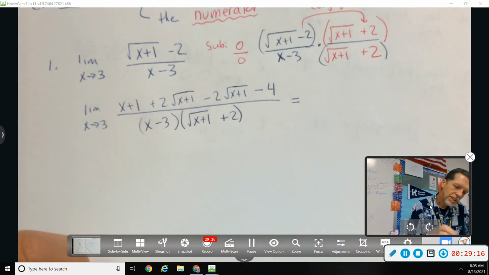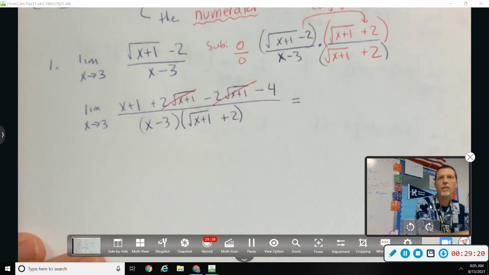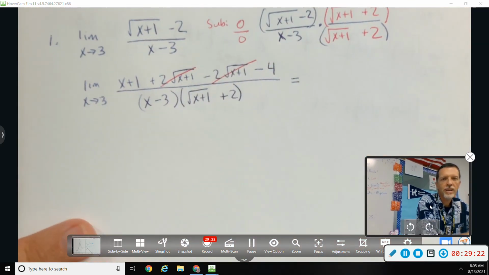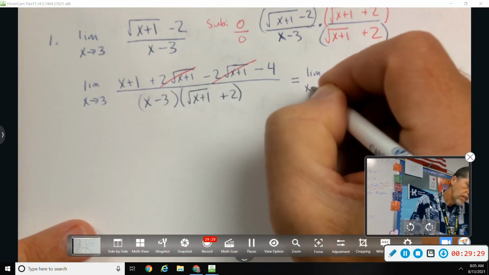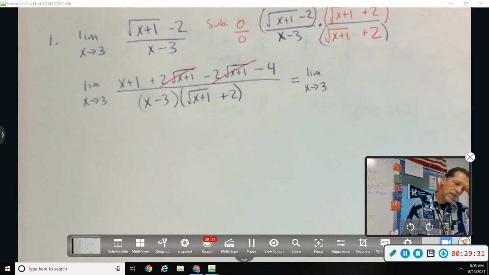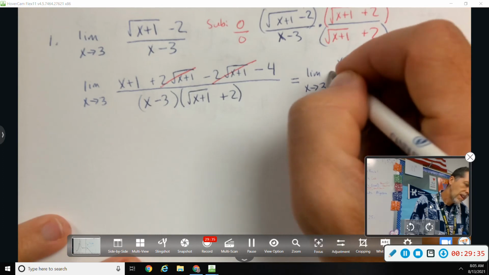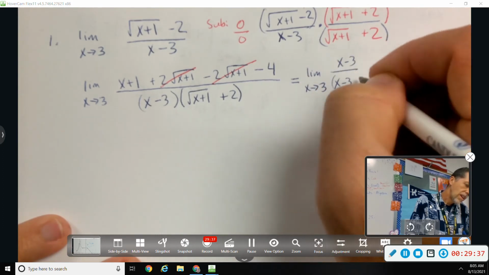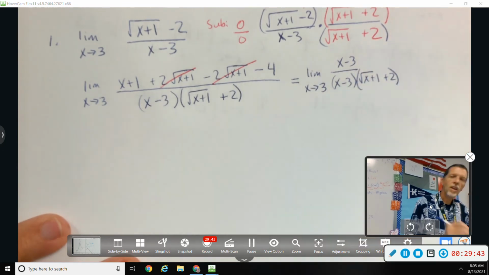All right, let's clean up the top here. We already said those would reduce or cancel. That will always happen if you multiply correctly. So what's left in the top? x minus 3. And in the bottom, x minus 3 times that other stuff.